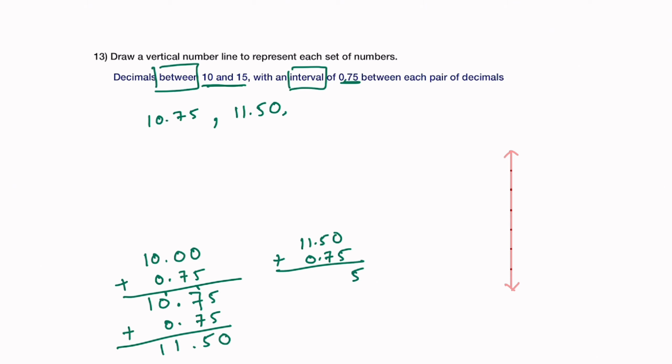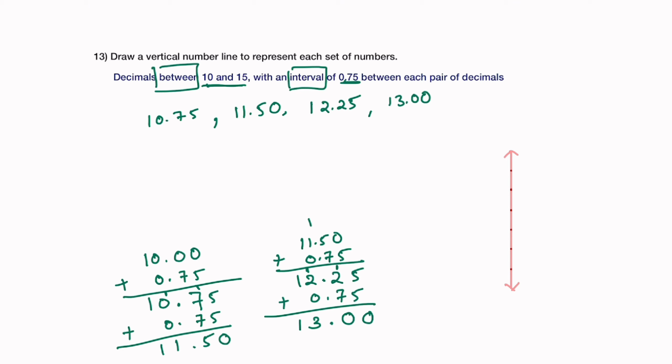Then we do 11.50 plus 0.75. That's 5. That's 12. 1 carry, that's 2, and that's 1. So it is 12.25. Then we do 0.75 again. That's 0. 1 carry, that's 3 and 7, 10. So 0. 1 carry, that's 13. Next is 13.